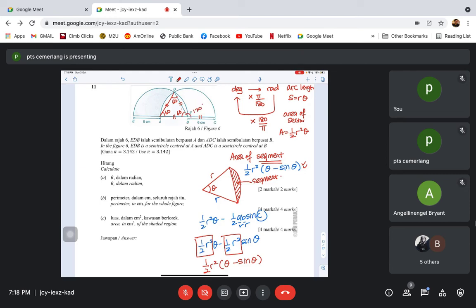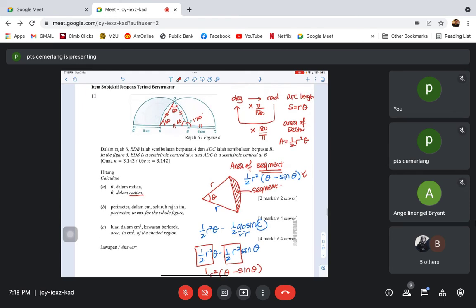But again, the question doesn't ask for it in terms of degrees. It says in terms of radians. Therefore, you have to use this formula. You have to use this idea, degrees changed to radians. So what we're going to do is 120 multiplied by pi. I'll substitute 3.142 and then divide by 180. So there you go, you can get the answer.